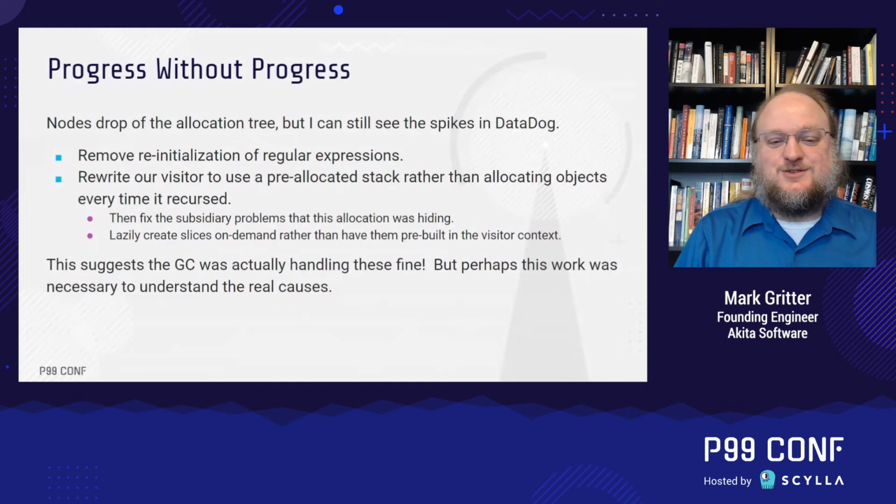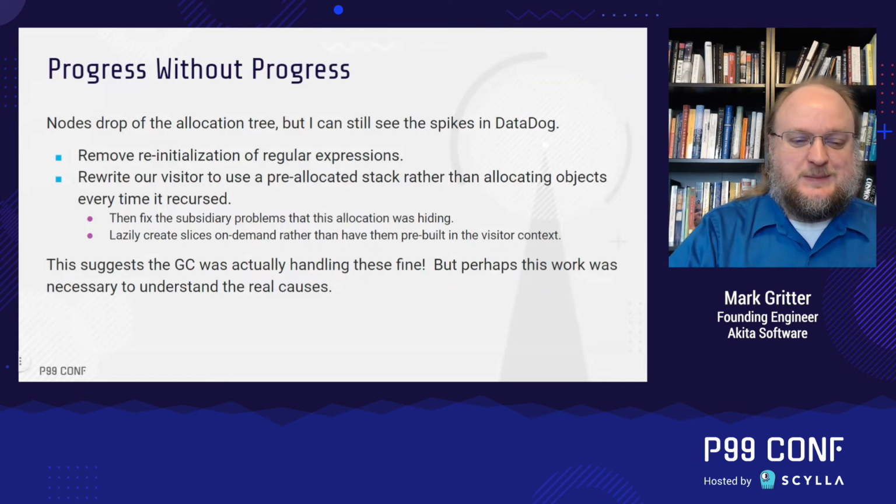But the conclusion I drew is that the garbage collection was actually handling these sites of high dynamic utilization just fine. The data wasn't alive for long. The garbage collector was keeping up with the high rate of allocation. They weren't what was causing our spikes.